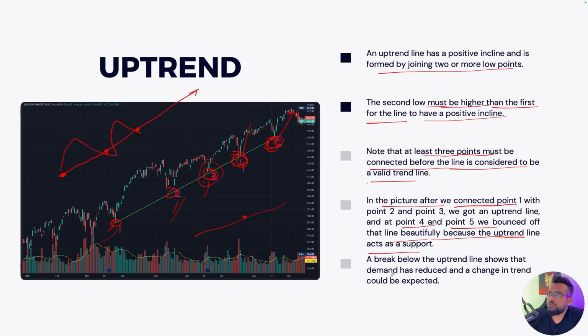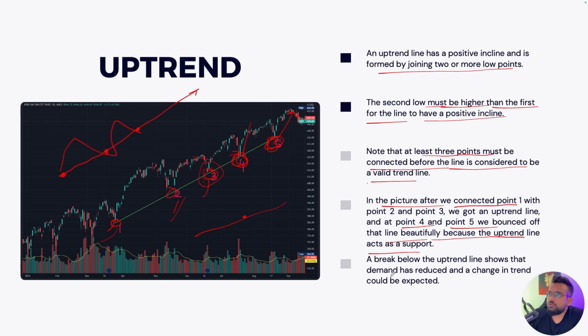Note that at least 3 points must be connected before the line is considered a valid trend line. We can consider this first, second, third, and the fourth and fifth one can be a little bit nicer. Again, these are never perfectly aligned. These are always considered a little zone around them. That's why it's never going to be perfect. Perfect doesn't exist in the stock market. In the picture right here, we connected point one, two, three, and then we could have traded point four and five as it rejected beautifully off the resistance.